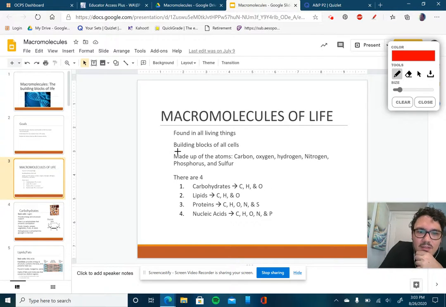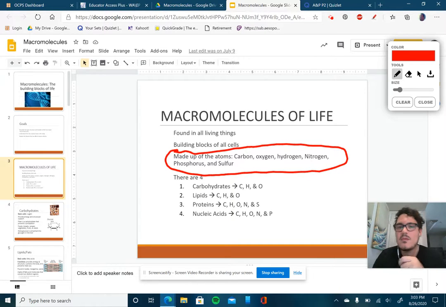The following elements are essential for all life to exist. Now, if you're taking chemistry, you should be familiar with the periodic table. If you've never taken chemistry, it's not a big deal. But these are top dog, no doubt about it: carbon, oxygen, hydrogen, nitrogen, phosphorus, and sulfur. Those six are the key elements that are going to make up these macromolecules that we're learning in this unit.